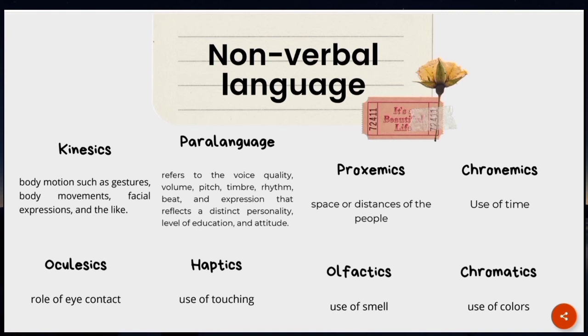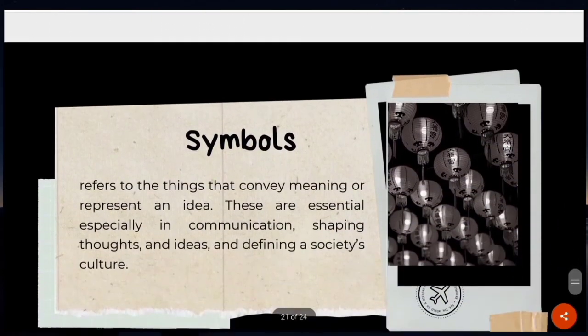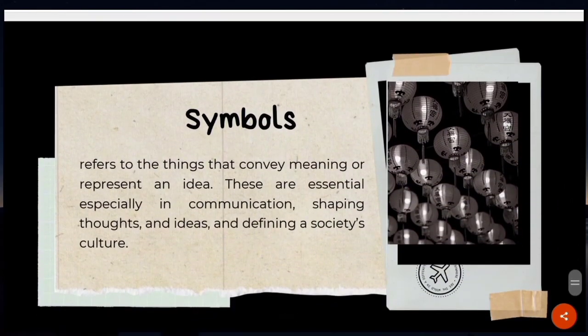Next is haptics, the use of touch in communicating to others. Next, we have the olfactics, the use of smell in order to communicate with others. Next, chromatics. Chromatics is the use of color in order to communicate with others. And lastly, we have the symbols. There are many different symbols that are differently interpreted in the world.